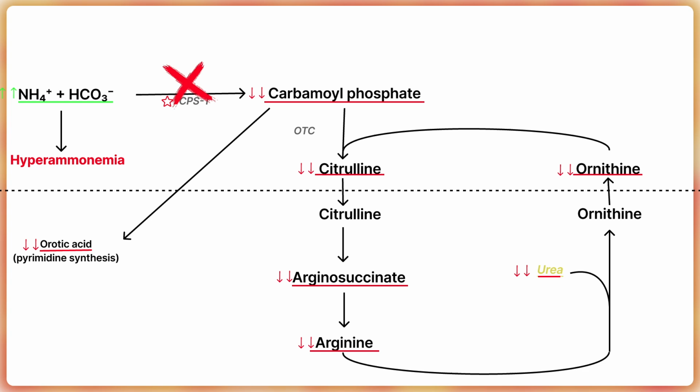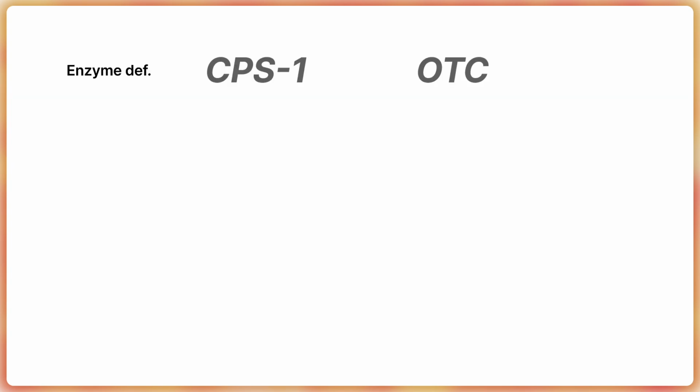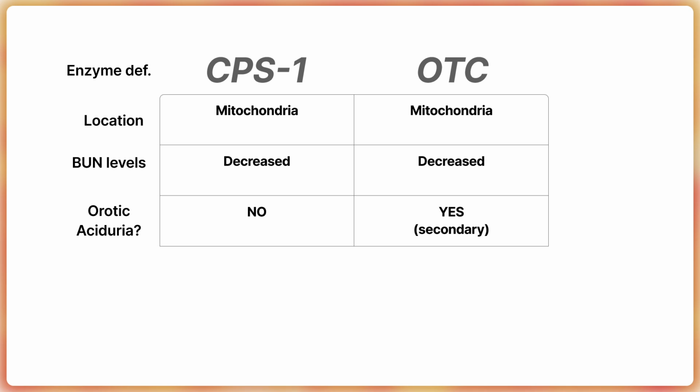at all. All that we've been discussing so far, the differences in what happens if CPS-1 is deficient versus if OTC is deficient, is incredibly high yield. To summarize the differences between them, I've defined these differences in a table format, and here are the differences that I've already discussed. One high yield that I haven't discussed yet is the inheritance pattern of these enzyme deficiencies.